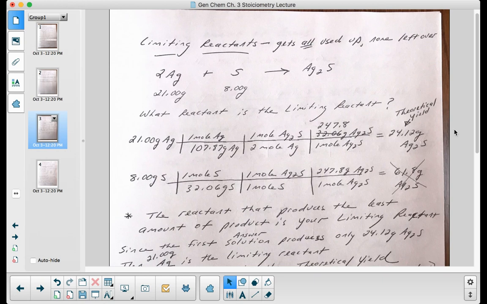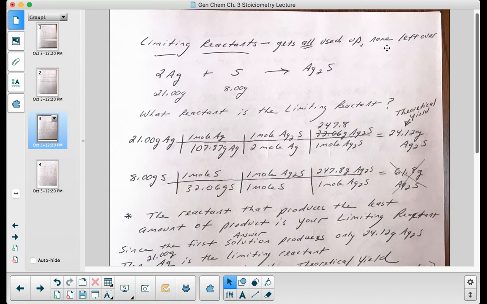Okay, welcome back to the second part of stoichiometry. This is going to deal with limiting reactants. A limiting reactant is one of your two reactants in this reaction, silver or sulfur, that gets all used up. There's none of it left over. It's the one that defines how much product can possibly be produced.